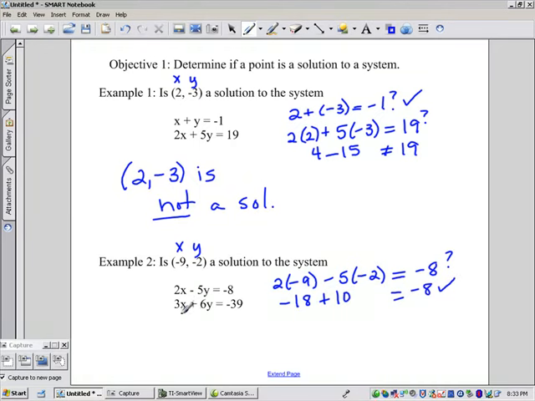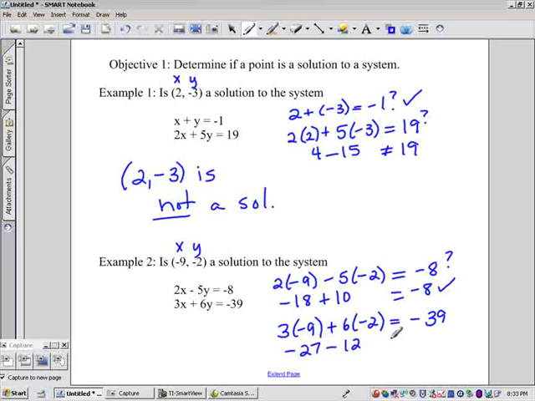If we plug the same ordered pair into the second equation, we get 3 times -9 plus 6 times -2. Is this equal to -39? So 3 times -9 is -27. 6 times -2 is -12. And -27 minus 12 is -39. So here we have a point that satisfies both equations, so we say that (-9, -2) is a solution to this system.